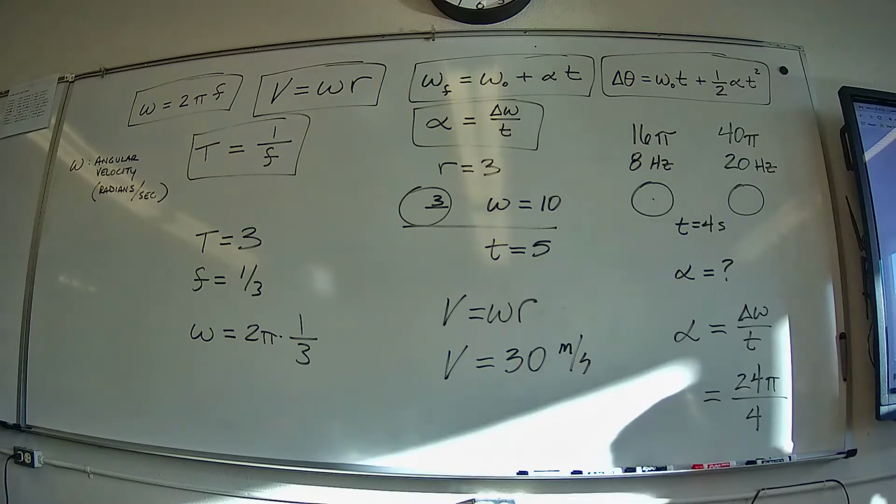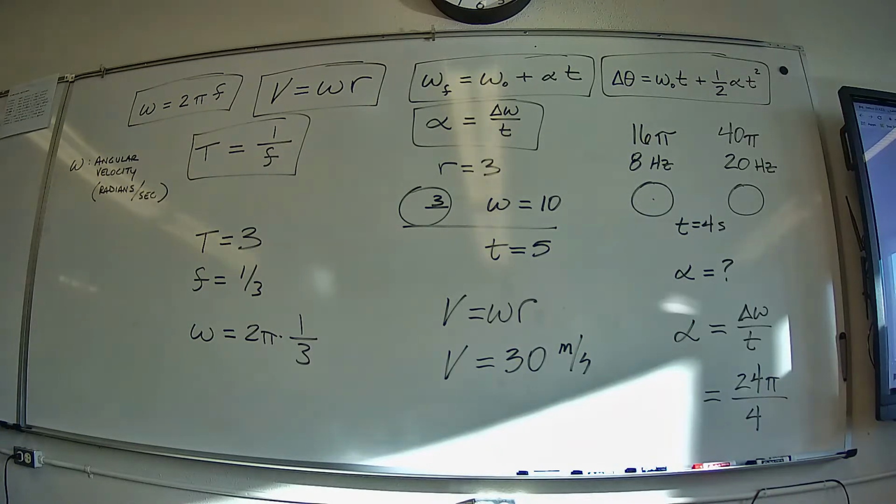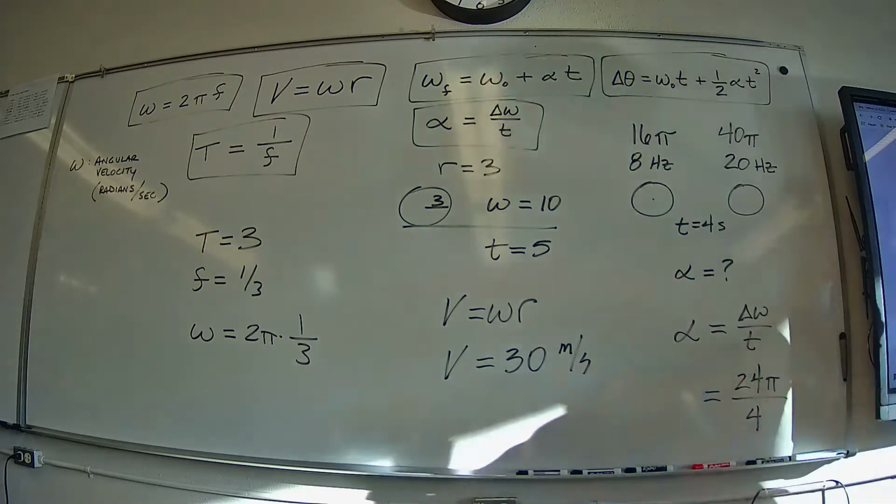So 11 is you've got a ball, radius is 25 centimeters. It's rolling at 5 revolutions per second. It then experiences a constant angular acceleration over an 8-second period, after which it's rolling 15 revolutions per second. How far did the ball travel during that time? This one's a little bit more complicated.